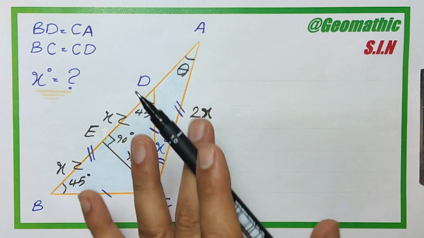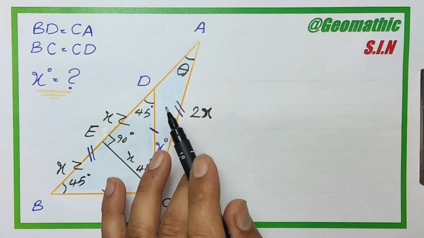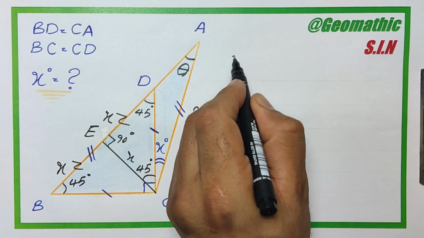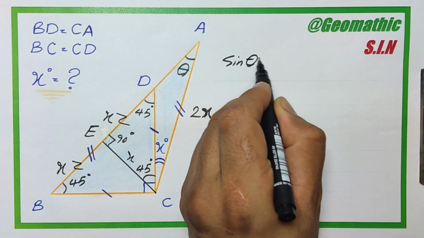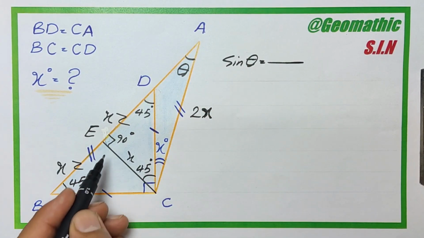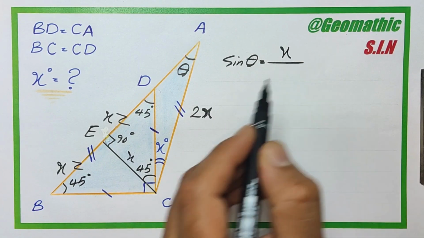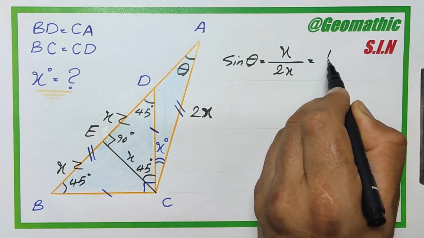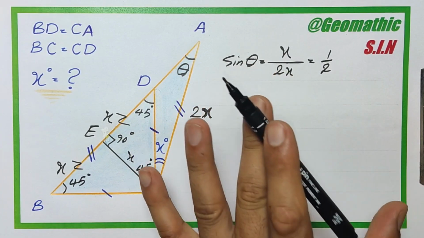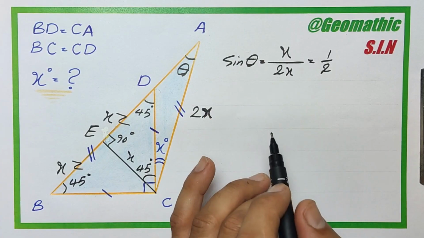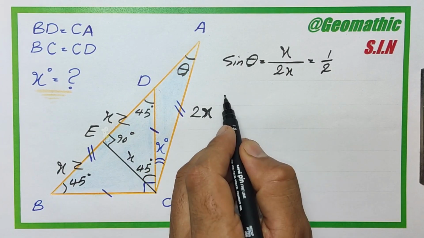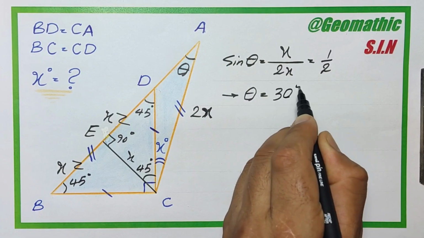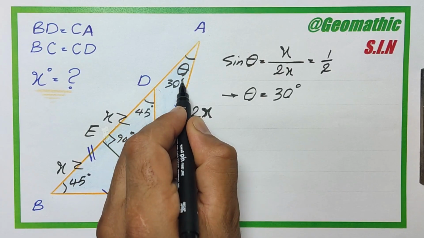Yes, in a right triangle, sine theta equals the opposite over the hypotenuse. So sine theta equals the opposite, x over the hypotenuse, 2x, which is equal to 1/2. Now which angle has a sine of 1/2? Great, 30 degrees. So theta equals 30 degrees. I write here theta 30 degrees.